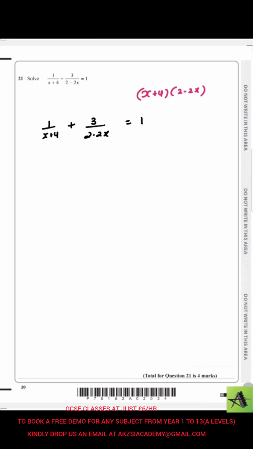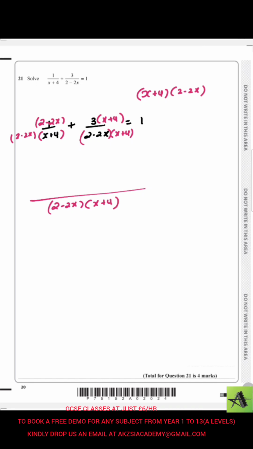In order to make the same LCM, I'll multiply the bottom one with 2 minus 2x. And similarly, here also, I'll do the same. If I want to make it the same, I'll multiply x plus 4 here as well. Now, once I have made the LCM the same, which is 2 minus 2x times x plus 4, I can add these up.